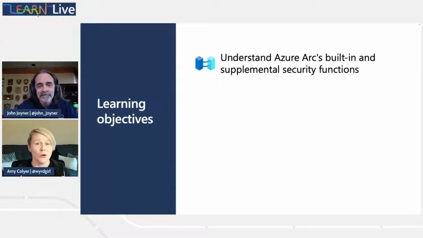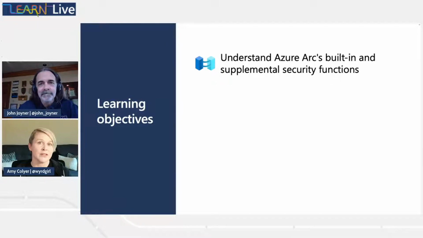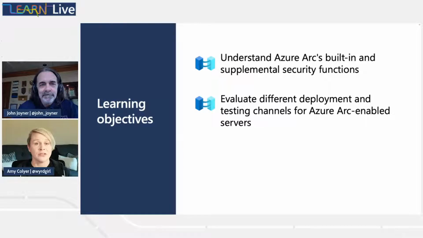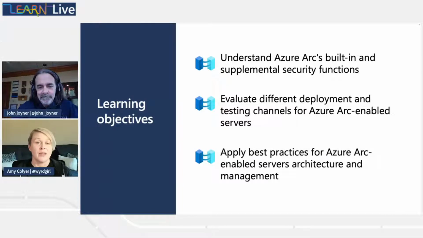So what we're going to go over, we're going to understand Arc's built-in supplemental security functions, because now you're enabling servers that are maybe on premises or in someone else's cloud, and now you're bringing Azure functionality to that. So what does that mean? We're also going to evaluate different deployment avenues. John will show us deploying to one server versus deploying to many. So that'll be really cool. And then best practices for Arc-enabled servers, like governance, policy, RBAC. Anything you want to add, John?